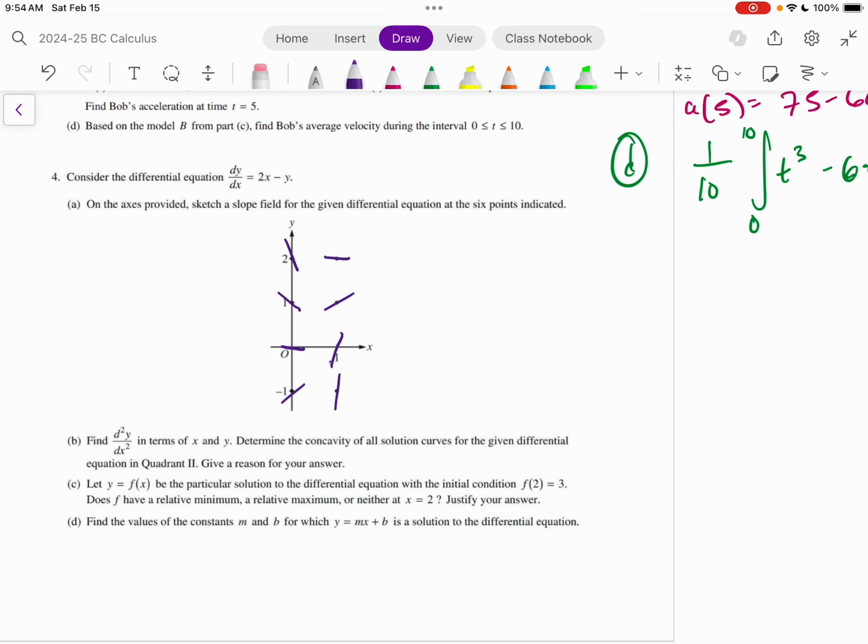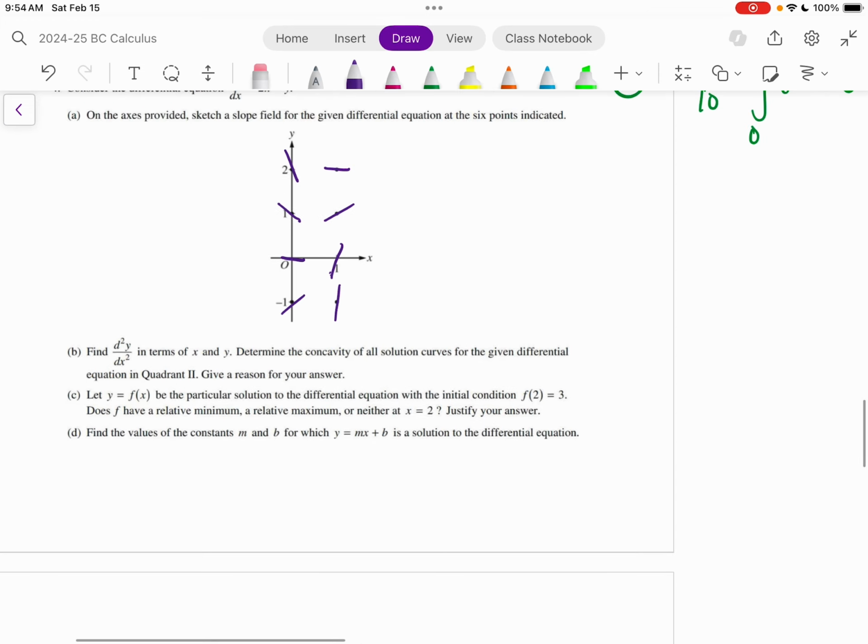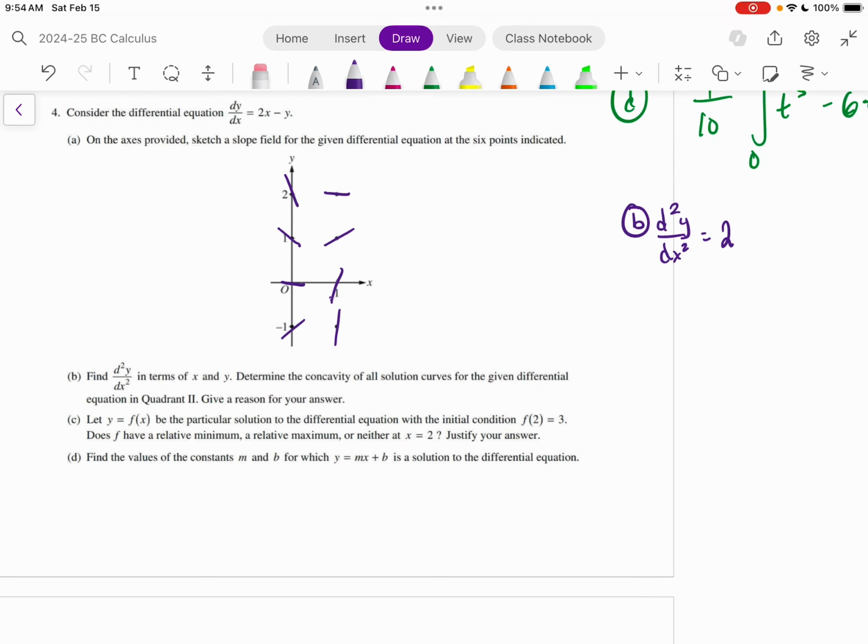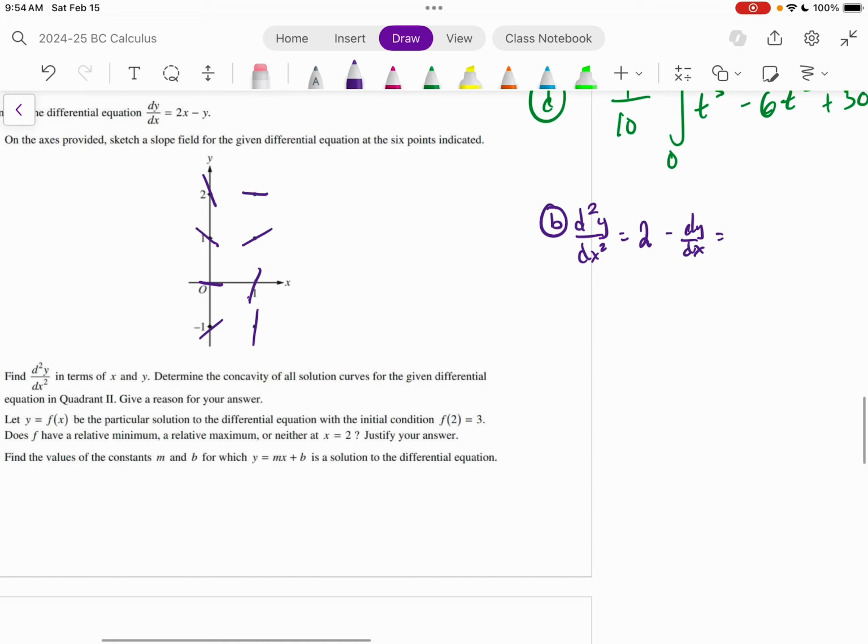Slope fields, simple. Find the second derivative. Oh boy. Okay, so my second derivative here, well, that's just the derivative of this thing, right? So that's just 2 minus dy/dx. And we know what dy/dx is, right? We're gonna end up with this thing, just plugging dy/dx back into the second derivative now.